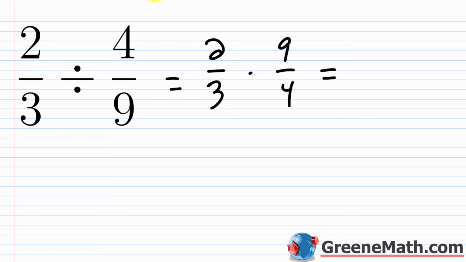So now we can just go through and multiply. Let's cross cancel. Between 2 and 4, you have a common factor of 2. So 4 divided by 2 is 2, and 2 divided by 2 is 1. And then between 9 and 3, you have a common factor of 3. So 9 divided by 3 is 3, and 3 divided by 3 is 1. So this right here is canceled, right? This is a 1. So you're just going to have 1 times 3/2, which is 3/2. So that's going to be your answer.